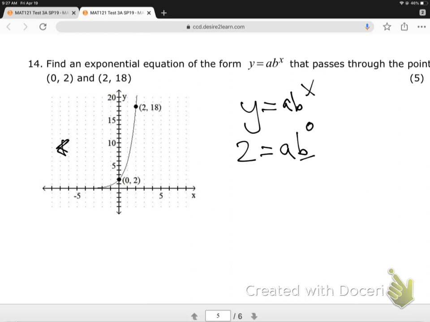Okay? Now anything to the power 0 is 1. In other words, A equals 2. You've already found part of the answer. Okay? We realise that this A is 2. Now we've got to find B.